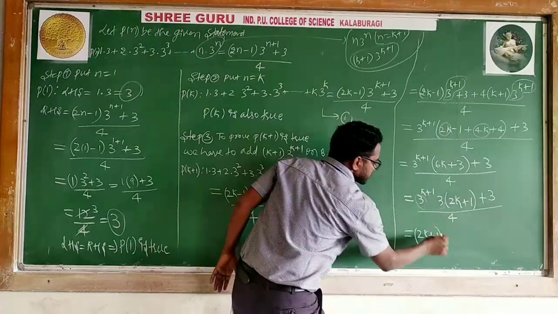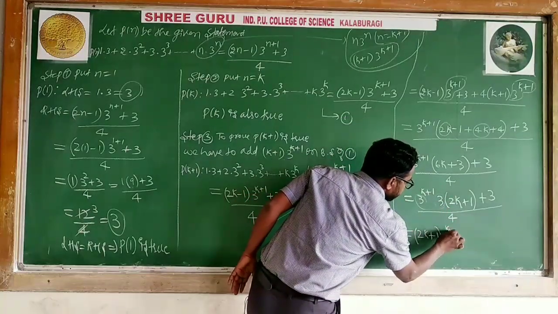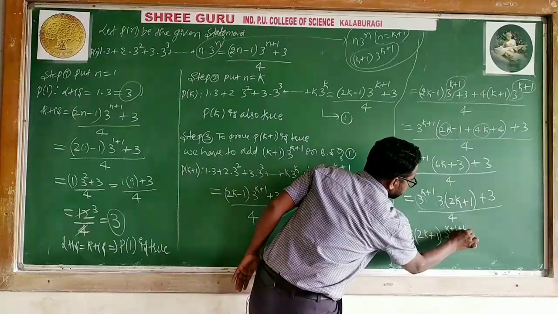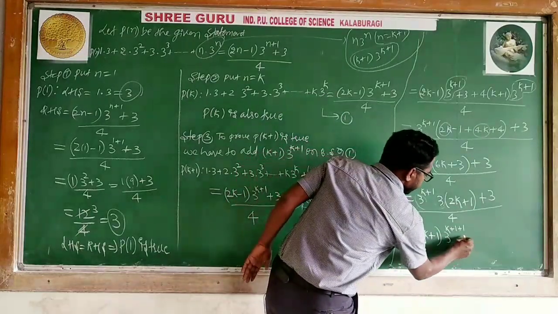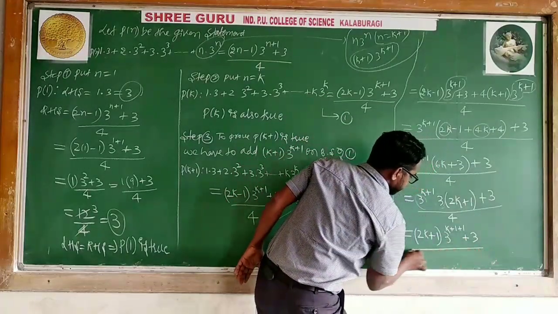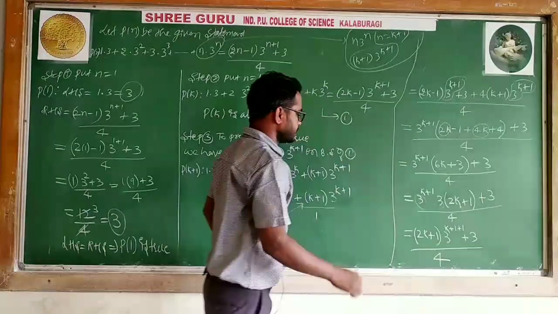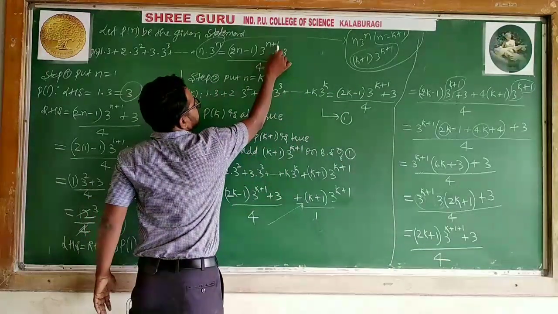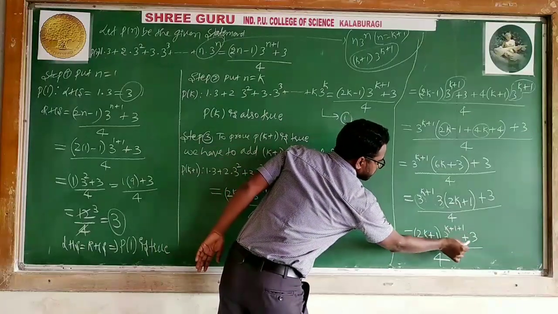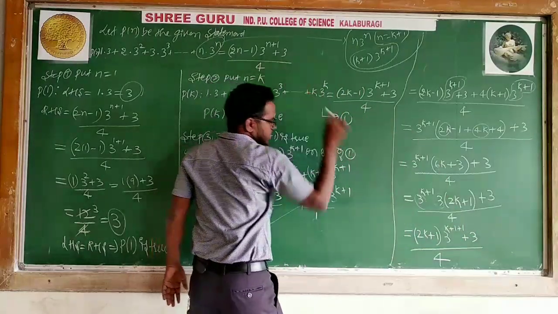3 to the power k plus 1 means 3 to the power k plus 1, another 1 plus 1, plus 3, divided by 4. Listen here. N is k plus 1. N is k plus 1 plus 1 plus 3, plus 3. Here also plus 3, whole divided by 4.